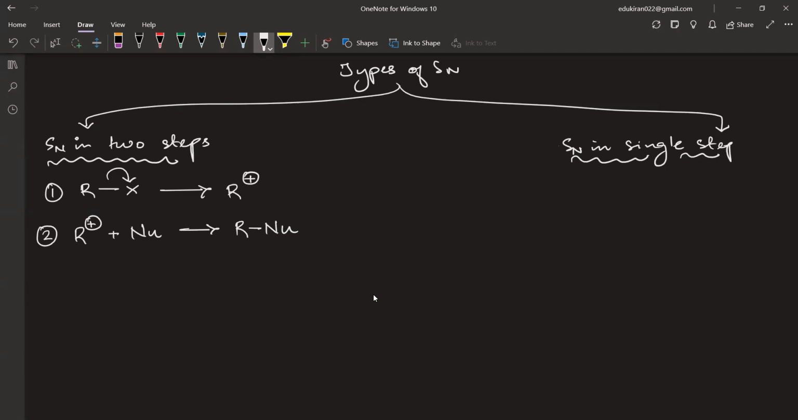Now, if it is happening in a single step, then the single step will be something like this: RX plus nucleophile. In this step, what happens? The nucleophile attacks on the R and then the X leaves in a single step, and you will be forming R-Nu plus X negative. Clear? Yes or no, please tell me? Yes, sir.